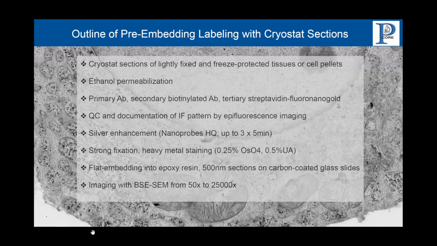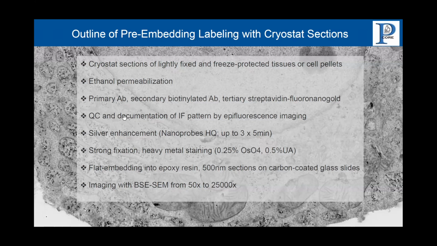So we start with cryostat sections that are optimized for electron microscopy, so they are sucrose protected. We place them on glass slides, and then we use very gentle ethanol permeabilization. My preferred labeling protocol always uses a signal amplification step with biotinylated antibodies and then streptavidin fluoronanogold. And this is wonderful because in the next step, this fluoronanogold allows us to have a quality control and documentation step where we can really see whether our antibody labeled the correct area and has the expected pattern.